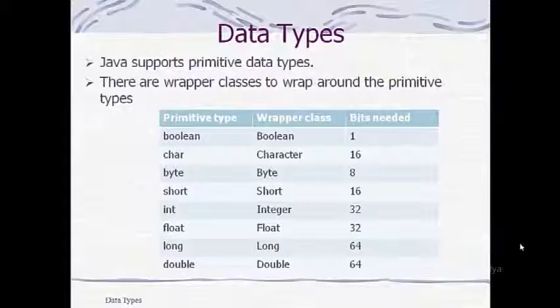For byte, there is a class called Byte with capital B. It needs 8 bits. Short, again Short with capital S, it needs 16 bits. Int, Integer, 32 bits. Float, Float with capital F, 32 bits. Long, Long with capital L, 64 bits. Double, Double with capital D, 64 bits. Where float and double are precision numbers.